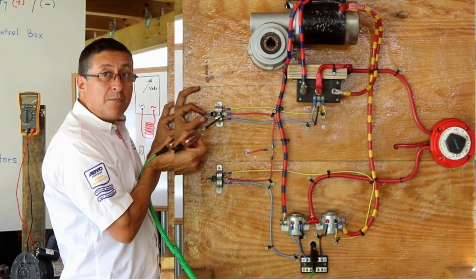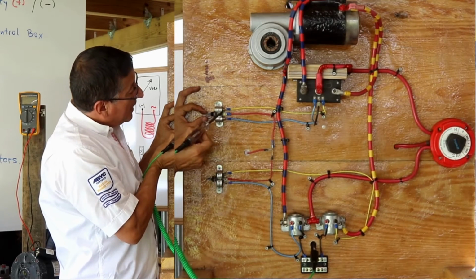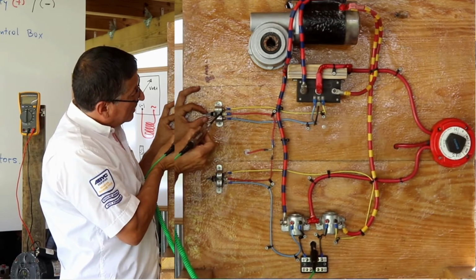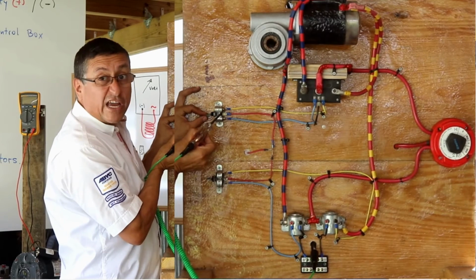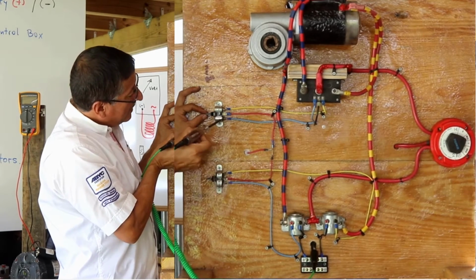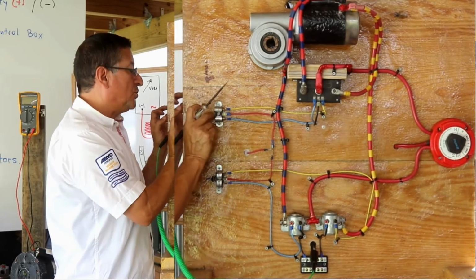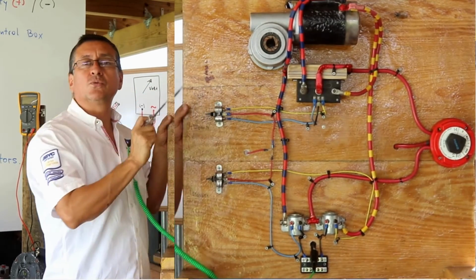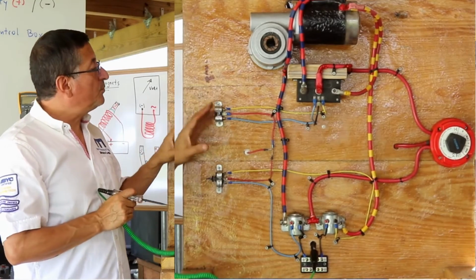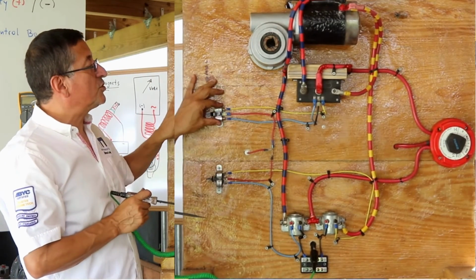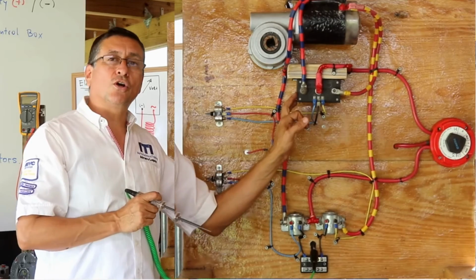Yes, I have power in the input. I need to verify down this position. Okay, good. I need to verify the second one. Nothing, no power here. My switch is damaged. I need to replace the switch. That's the procedure to verify if the problem is the switch or if the problem is the solenoid control box.